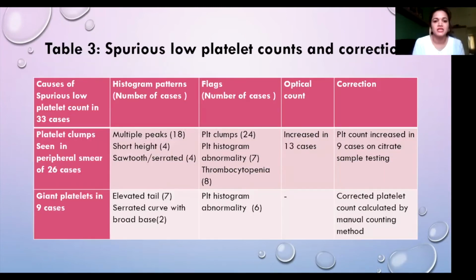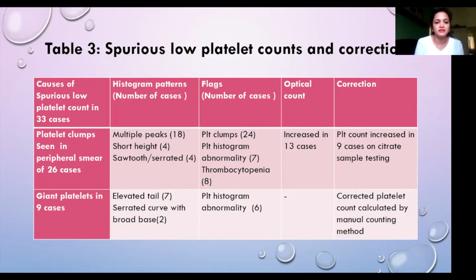Now we will move on to the spurious low platelet counts and the correction. So here this was the third objective of our study, where we tried to analyze if we can find out any spurious values that can be identified by the analyzer results. So there were 33 cases of spurious low platelet count out of 300 cases in a study. And out of them, platelet clumps were seen in peripheral smear of 26 cases, which was because of probably EDTA-induced pseudothrombocytopenia, resulting in a low platelet count by the analyzer.